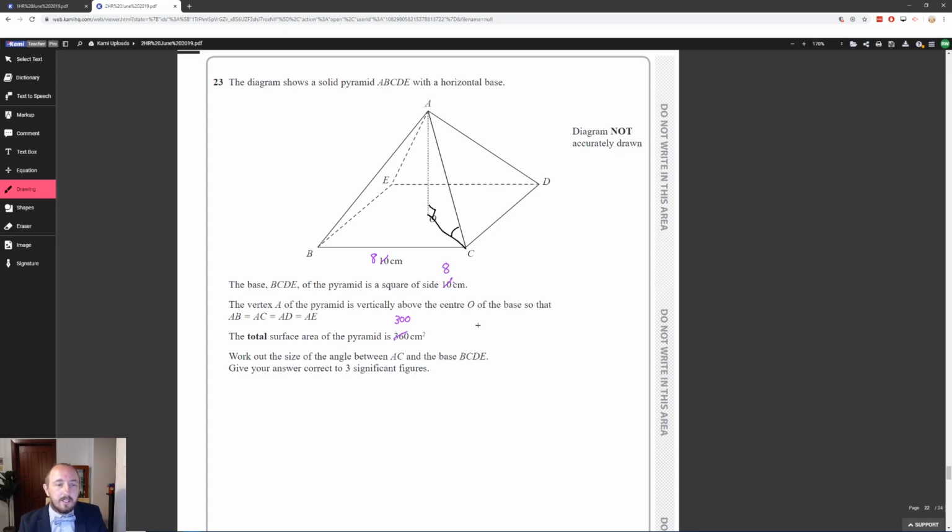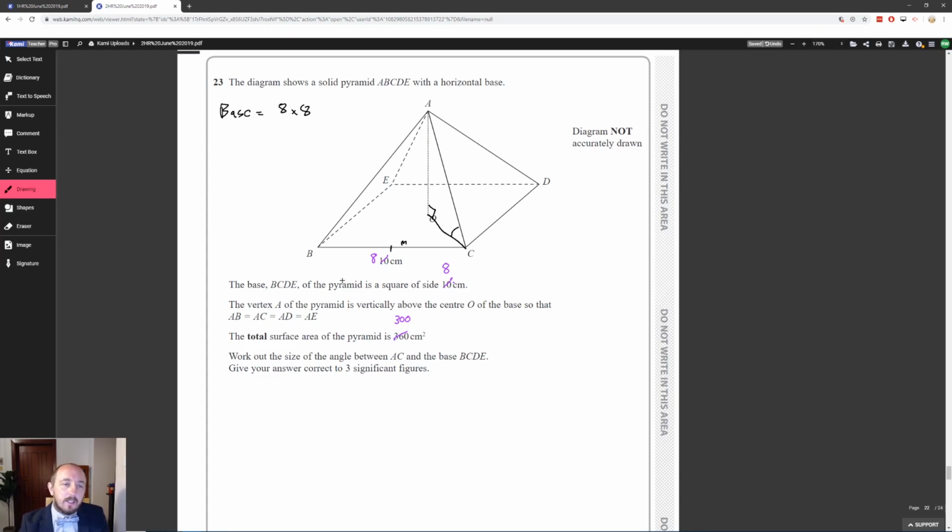So the total surface area of 300 is made up of 4 triangles and the base. So the base area is going to be 8 times 8, and then we have 4 triangles where, if you take for example ABC, the area of that triangle would be a line from A to the midpoint of BC. So it would actually be a line coming through there. So that doesn't give us the length from A down to O, that actually gives us A to M.